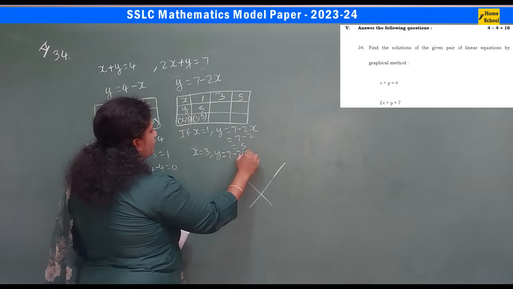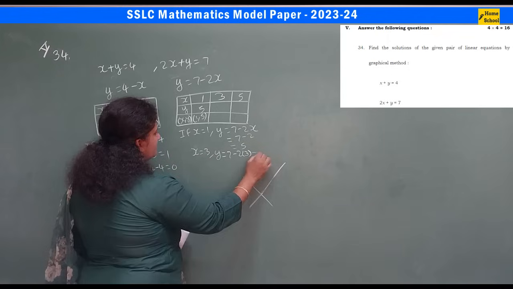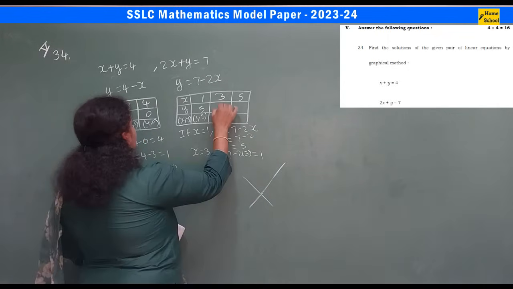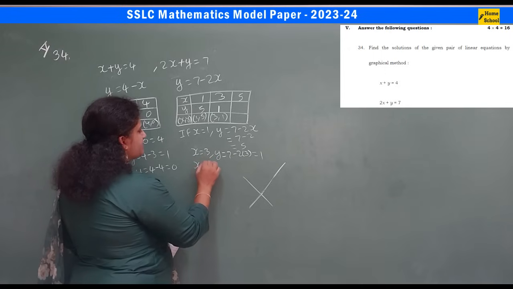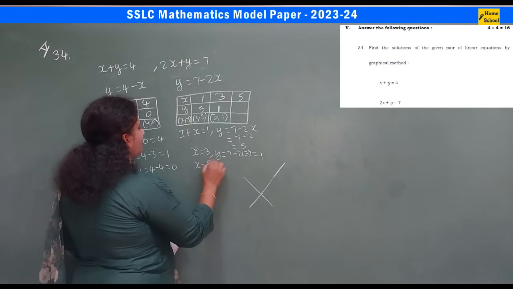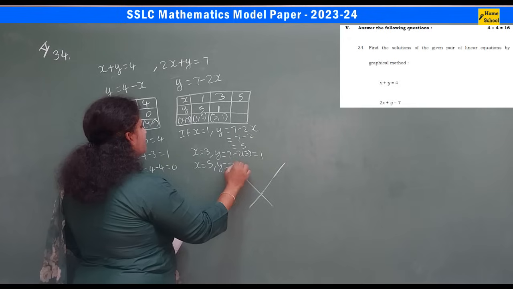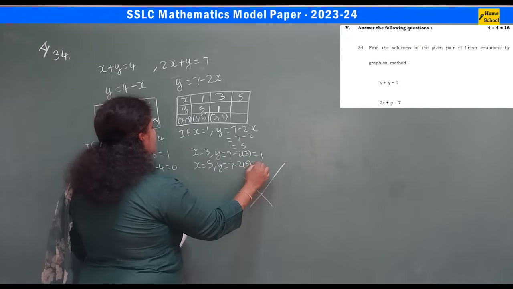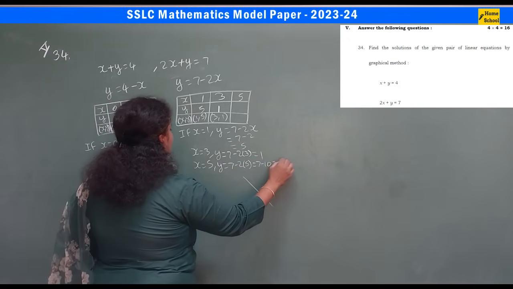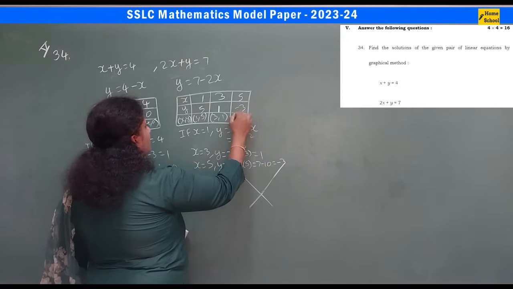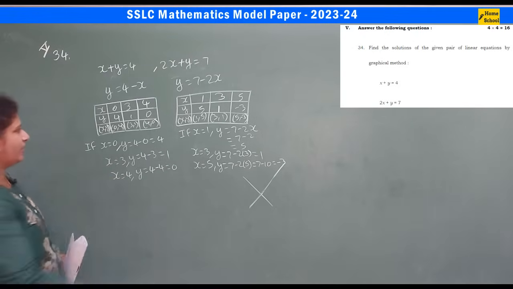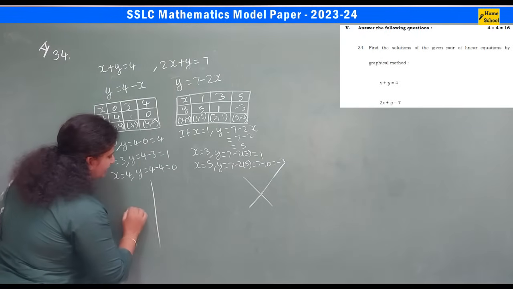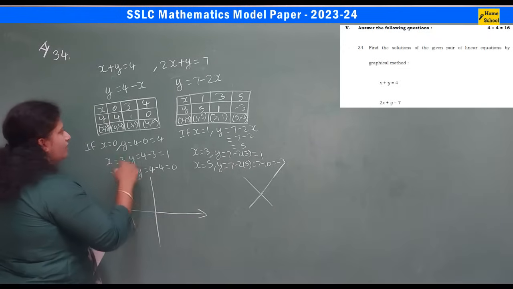7 minus 2 into 3 is 6. 7 minus 6 is 1. This is (3, 1). And next, x is equal to 5. y is equal to 7 minus 2 into 5, that is 7 minus 10, which will be minus 3. (5, -3). Now try to plot this in a graph sheet, just a rough graph I am showing here.